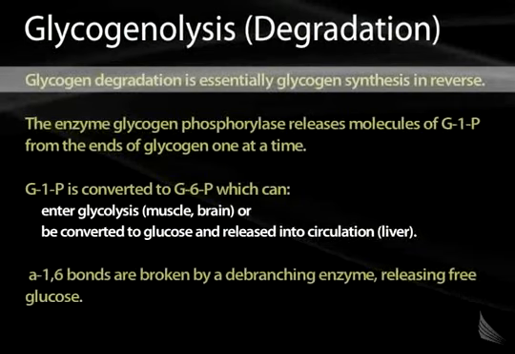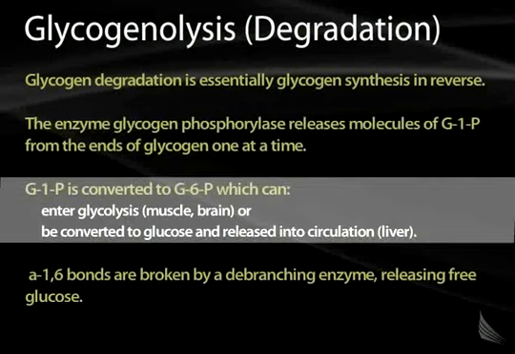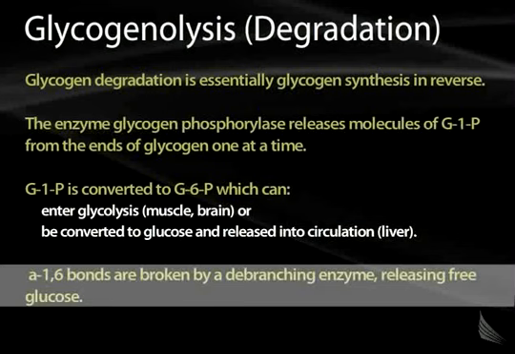The degradation of glycogen, or what we refer to as glycogenolysis, is essentially the reversal of this step. There's an enzyme called glycogen phosphorylase, which releases molecules of glucose 1-phosphate from the ends of glycogen one at a time. This glucose 1-phosphate is converted to glucose 6-phosphate, which can either enter glycolysis, for example in the muscle or in brain tissue, or can be converted to glucose and released into circulation, for example in the liver, where it functions to maintain blood glucose, as we indicated before. The alpha-1,6 bonds, these branch points, are broken by another enzyme called the debranching enzyme, and this also releases free glucose.